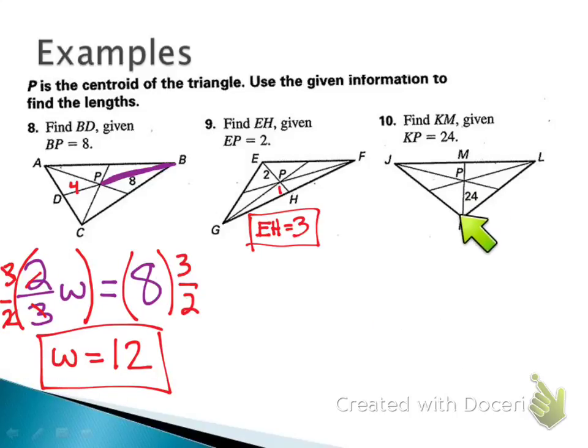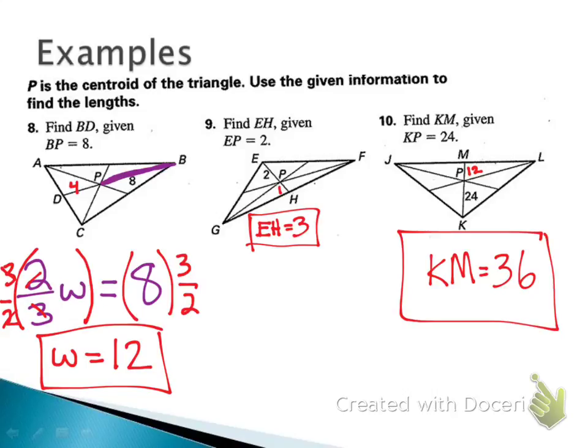Alright, so over here they give me the longer segment. The longer segment is 24, so how long is the shorter segment? 12. And then what do you get when you add them together? 36. So the entire segment is 36. Alright, or again, you could set up that equation if you want. 2/3 times the whole thing gives you that longer part. Or if they give you the shorter part, you'd have to do 1/3 times the whole thing is the shorter part. Any questions?